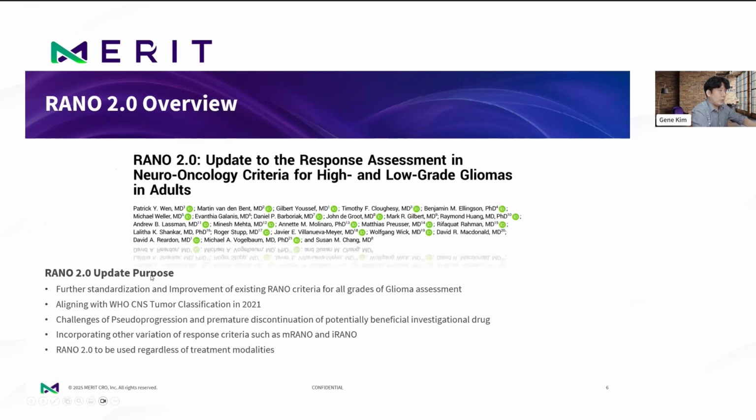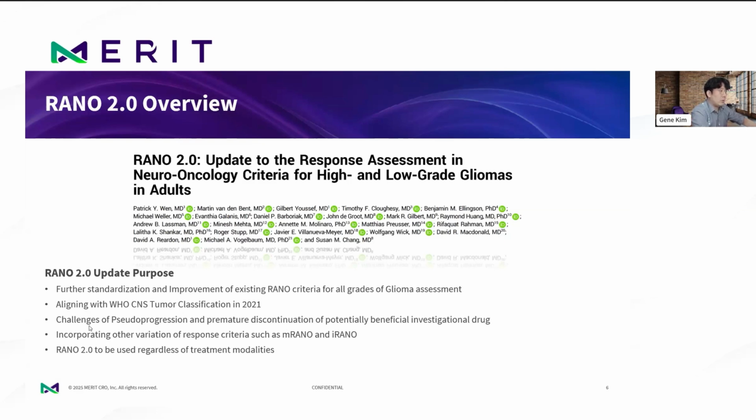So RANO 2.0 updates, and the main purpose I just wanted to point out over here is basically a further standardization after multiple publications, and an improvement that the existing RANO criteria for all grade glioma assessment can be done under the single response criteria that actually specifies the different types of criteria guidance. And it also aligns with the 2021 WHO CNS tumor classifications, which now incorporates more of a molecular profiling rather than just solely based upon histology.